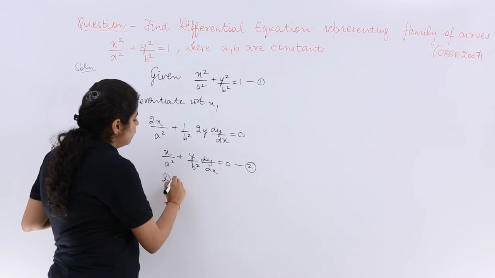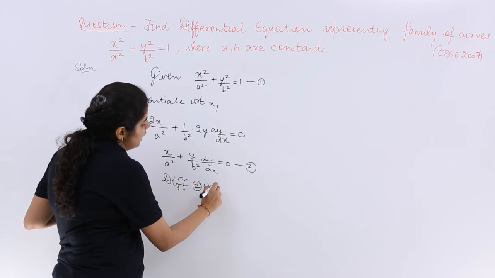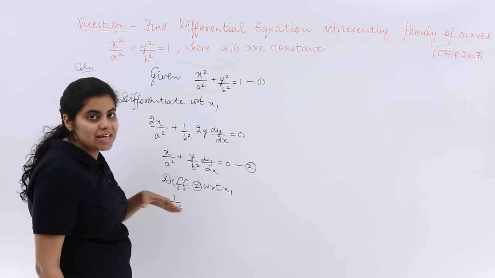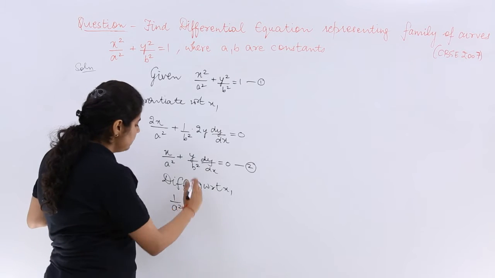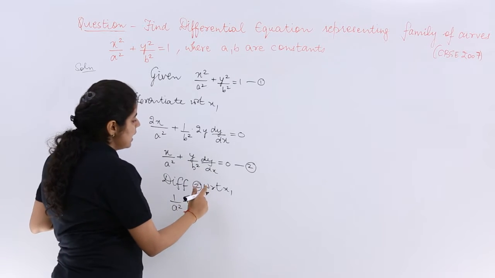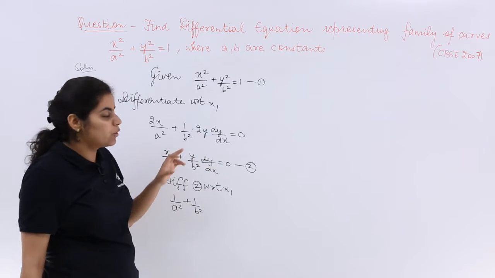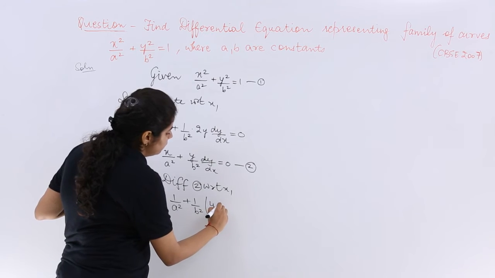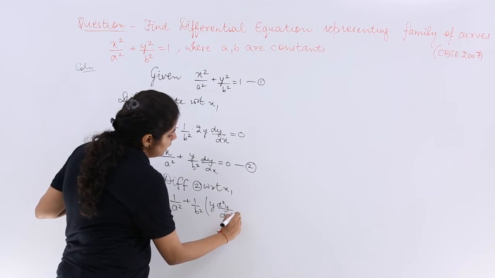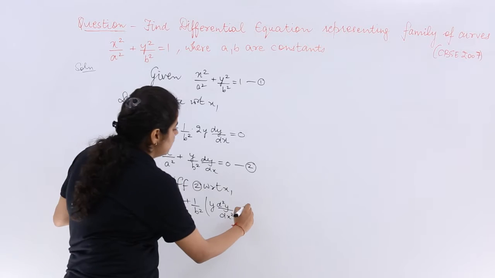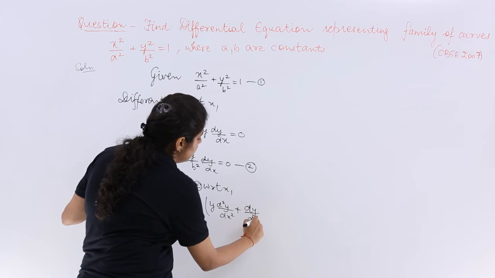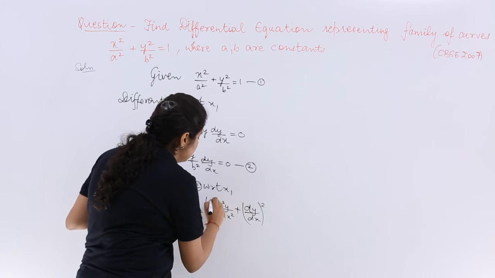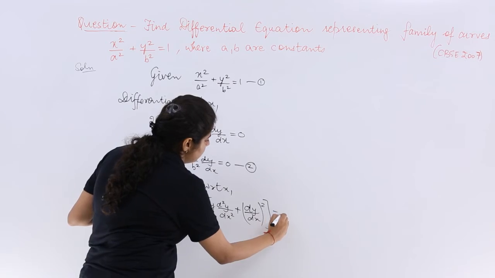So I write differentiate 2 with respect to x. So what should be the answer? This is 1 upon a square, because x when treated with x becomes 1, plus 1 upon b square, and here you have to apply the chain rule, because you have y also, you have dy by dx also. So first term and differentiation of second, plus second term, which is already dy by dx, and differentiation of first, which is y, so dy by dx multiplied by dy by dx, is equal to 0 as it is.